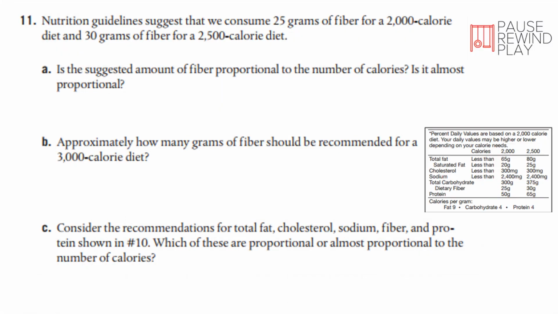Here are some more problems. Here's another nutrition guideline label. Nutrition guidelines suggest that we consume 25 grams of fiber for a 2,000 calorie diet and 30 grams of fiber for a 2,500 calorie diet. Again, these are both grams of fiber. Is the suggested amount of fiber proportional to the number of calories? Is it almost proportional? And then you use that fact to estimate approximately how many grams of fiber should be represented for a 3,000 calorie diet.